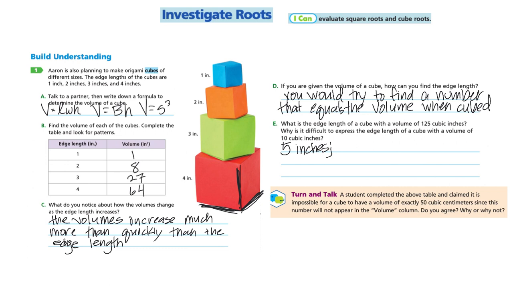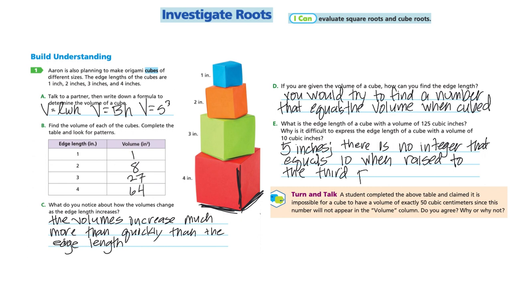Why is it difficult to express the edge length of a cube with a volume of 10 cubic inches? Well, we know that 10 is not a perfect cube. There's no whole number raised to the power, or no integer that when it's raised to the power of 3 equals 10. So that would be the reason it would be hard. So no integer that equals 10 when raised to the third power.